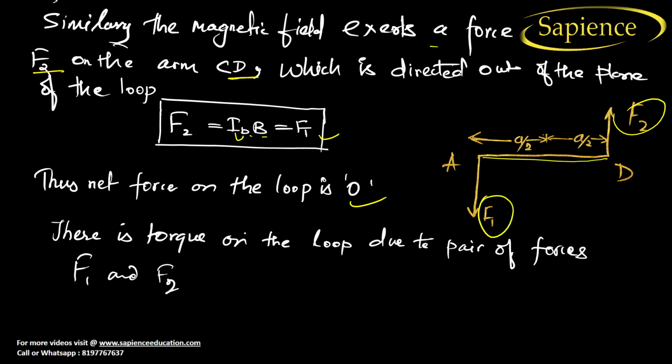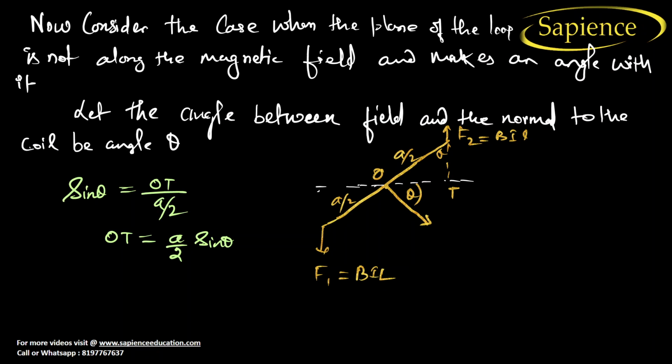But there is a torque on the loop, and the torque on the loop is due to the pair of forces. So what about the torque of the forces? We know that torque is equal to force into the perpendicular distance between them. The perpendicular distance between them is a by 2 plus a by 2, that is total length a. So the perpendicular distance is a. So finally torque will be equal to force into perpendicular distance.